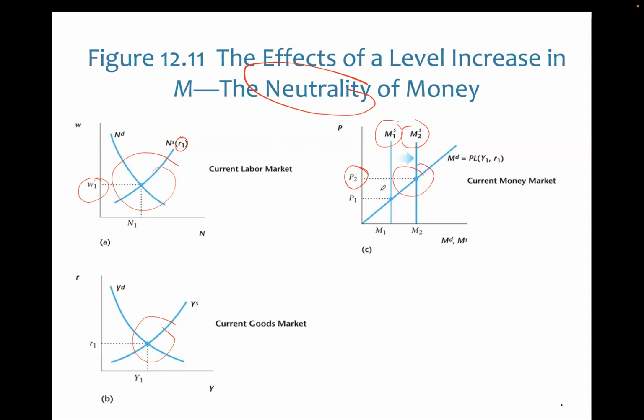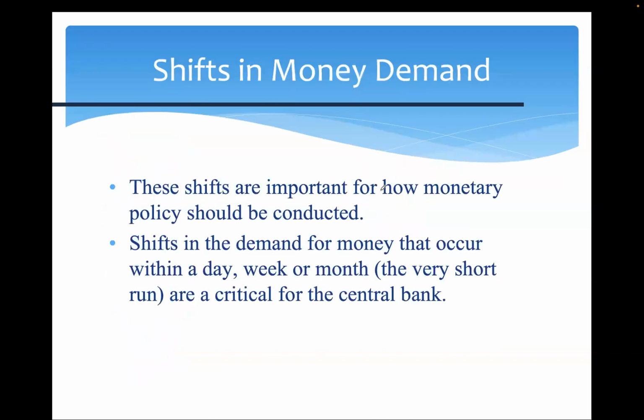But in the short term, like the example I gave you, the theme park may not have time to digest what has happened. They may not be able to quickly adjust the price. And then in the short term, the money supply indeed is going to have an impact on the real economy. But if you give time for the economy to adjust, that's not going to happen, right? So this is the neutrality of money. Now let's see, what can cause a shift in money demand?